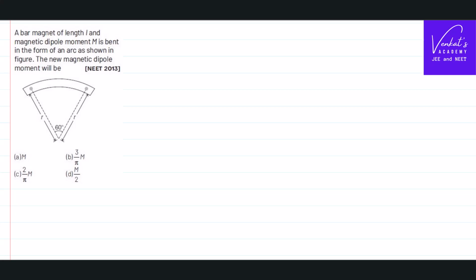This is a NEET 2013 question in magnetism and matter. It says a bar magnet of length L and dipole moment M. So, first let me write what is the meaning of that dipole moment. When he says a bar magnet, it is having a north pole and south pole. It is given that the length of that bar magnet is L. It has north pole and south pole, which has a pole strength M.